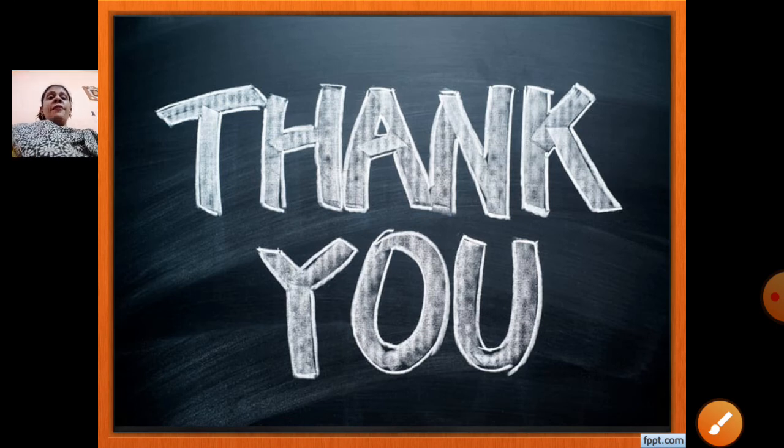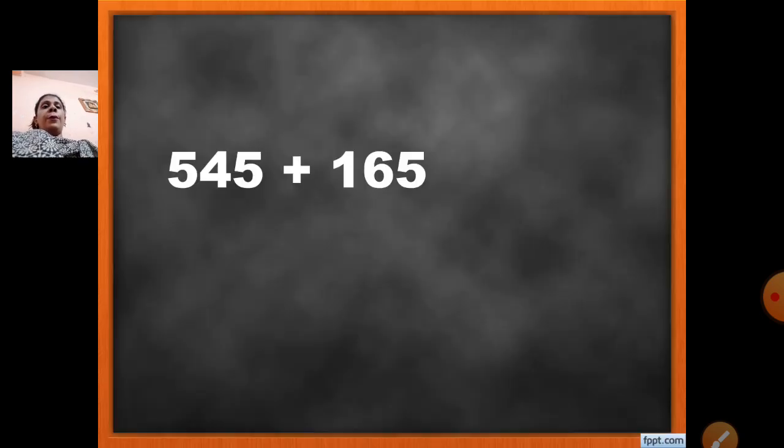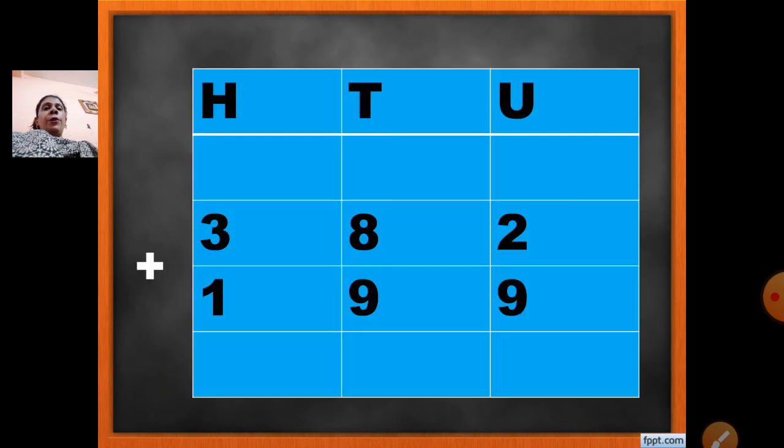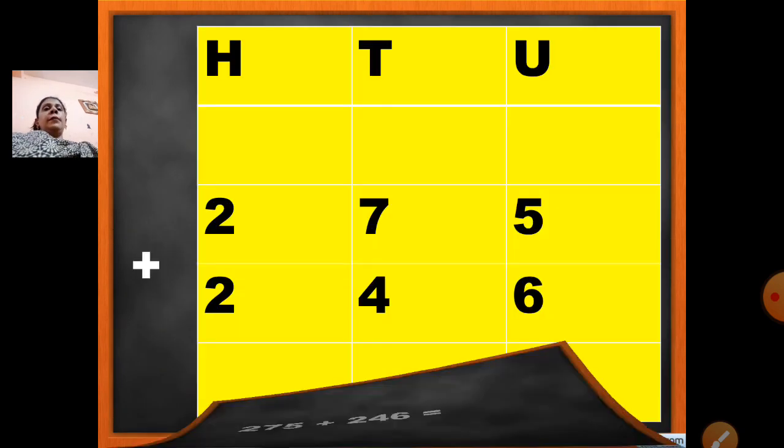So with this, children, we finish today's session of addition by carrying over, part 4. Today we arranged vertically and added. I hope you understood all the sums very clearly. Children, all the sums you have to solve by yourself. I will show you how to do it and what you are going to write in your notebook.